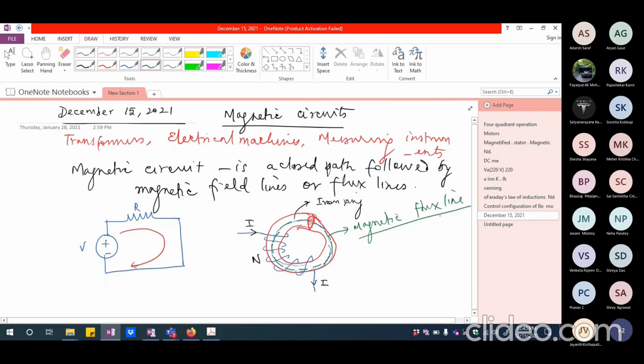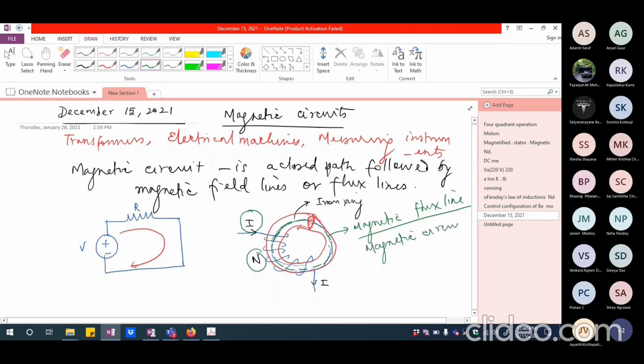This magnetic flux line is a closed path. So if I talk about the magnetic circuit in this particular system, where I'm passing a current I with n number of turns wound around an iron ring, this particular green path that I'm showing, I'm calling that the magnetic circuit.